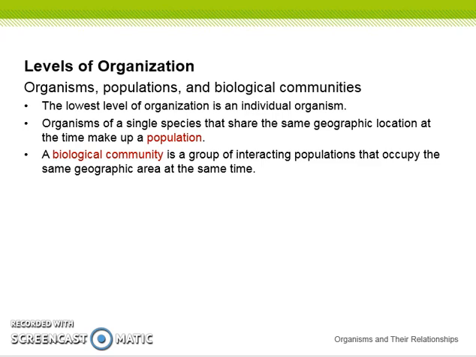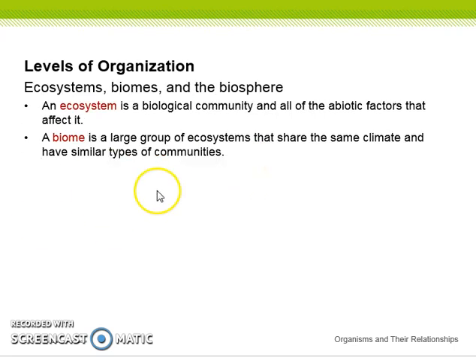So the lowest level of organization is clearly an individual organism, and organisms of a single species that share the same geographic location at the time make up a population. Whereas a biological community is a group of interacting populations that occupy the same geographic area at the same time. An ecosystem is a biological community and all non-living abiotic factors that affect it. A biome is a large group of ecosystems that share the same climate and have similar types of communities.